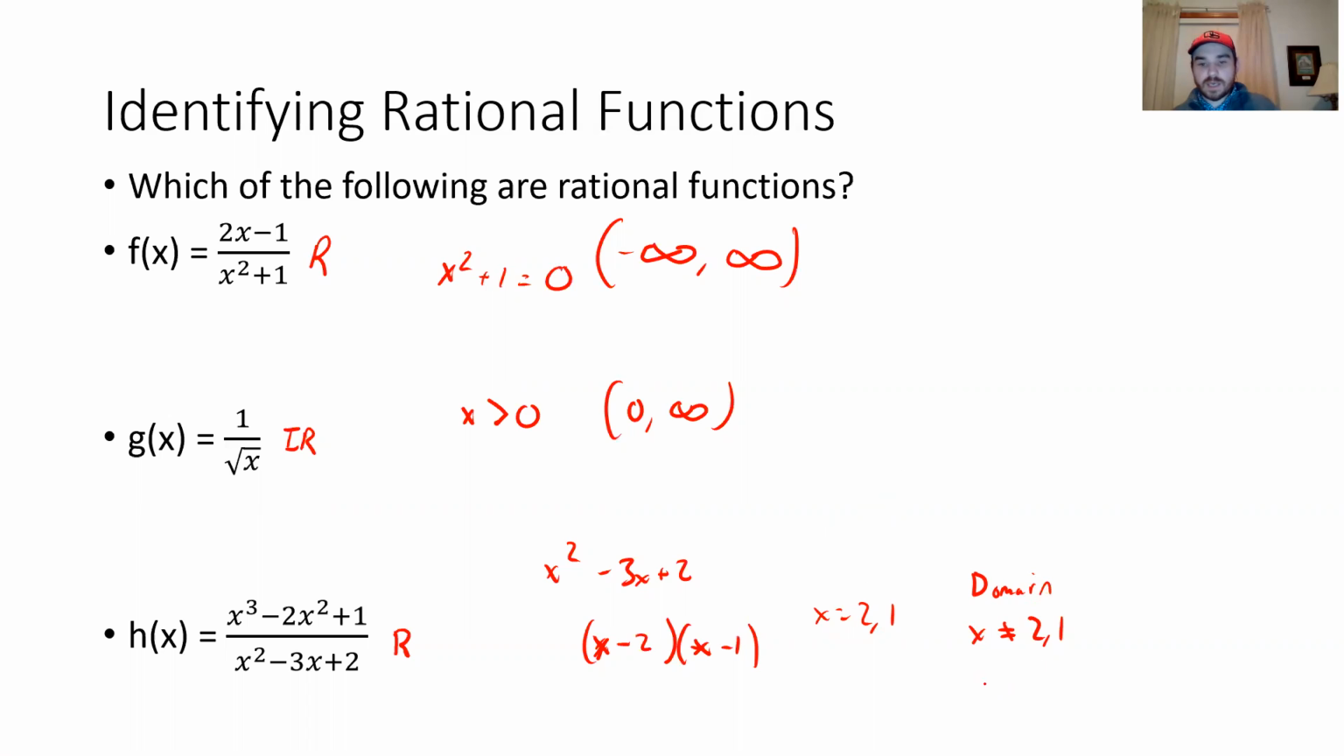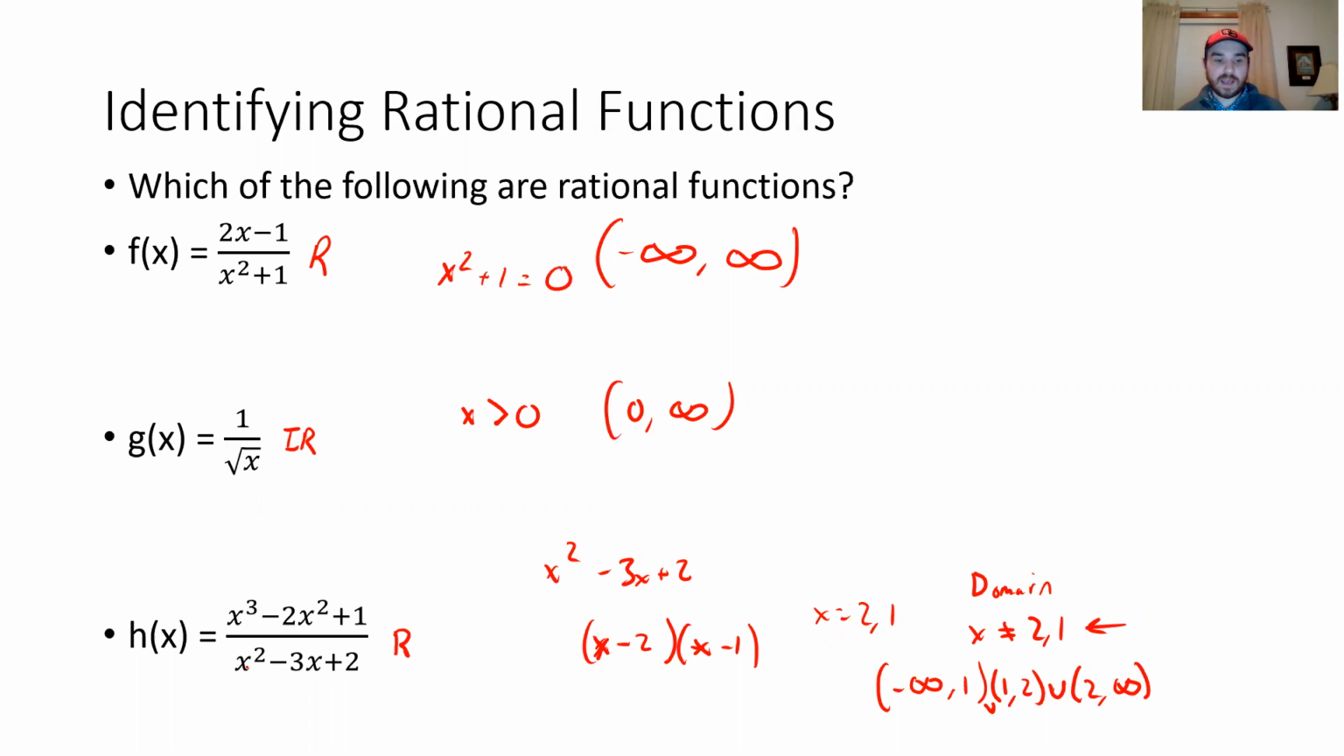We could also say that this is negative infinity to 1, this is 1 to 2, and 2 to infinity, with a union symbol between them. Personally, I think that's a lot easier to write. I think your textbook also writes it like this for this section, but x cannot be equal to 2 or 1. And the reason is this.